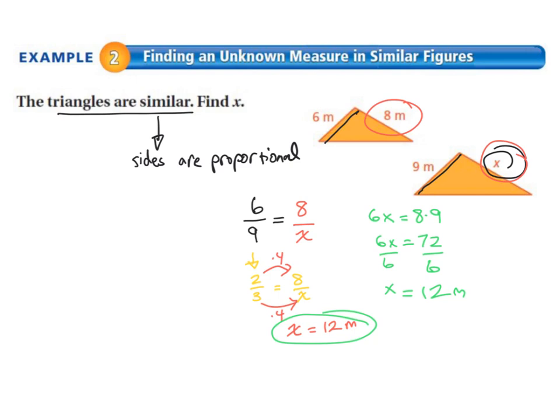A quick side note: just because I set my proportion up as 6 to 9 doesn't mean it's the only way to set up the proportions. I could have also done 6 is to 8 as 9 is to x. That would also work just fine. You'd end up with the same answer.